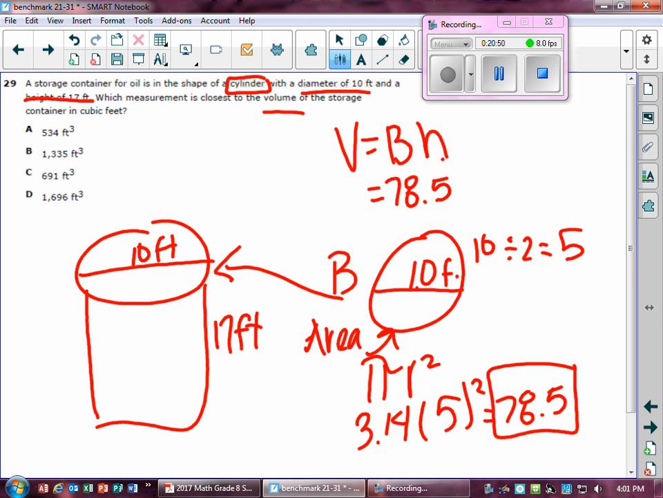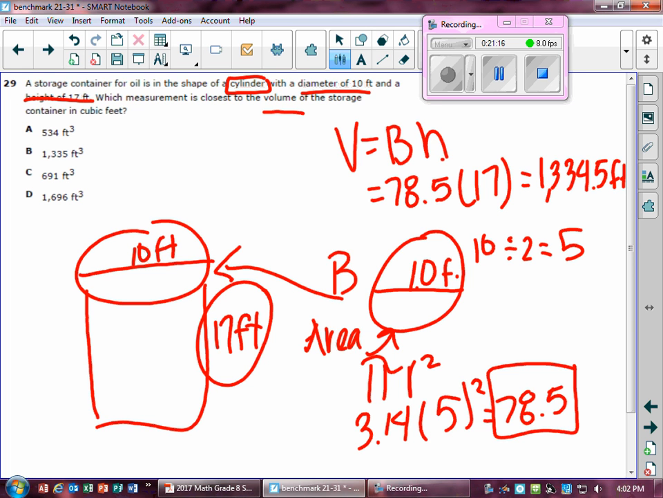78.5 feet squared. Now we're going to multiply by the height. So we go back to our shape, our container. The container is a cylinder, so we're taking the height of the whole thing. The height is 17. So times that by 17. That'll give us 1,334.5 feet cubed. Volume is to the third power.